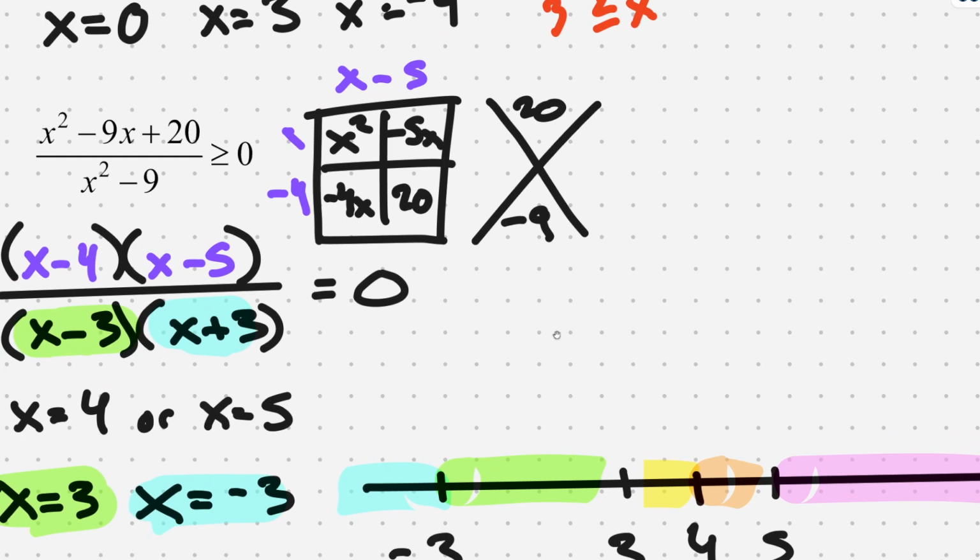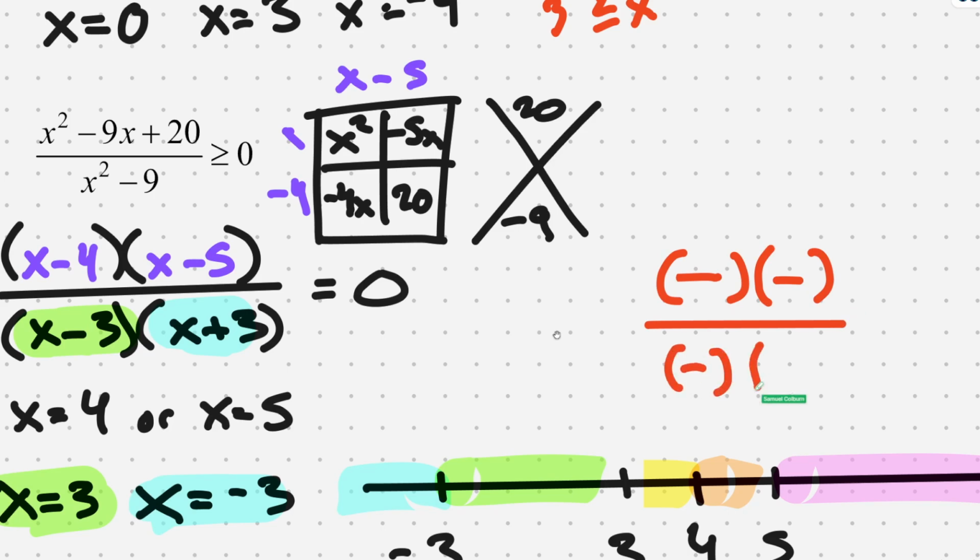Here, let's check 0 again. So I'm just going to look at these terms. 0 minus 4 is a negative number. 0 minus 5 is a negative number. 0 minus 3 is a negative number. 0 plus 3 is a positive number. On top, I have a negative times a negative, that's positive. On bottom, I have a negative times a positive, that's negative. And so the result is a positive divided by a negative, which is negative. So 0 in this region right here is negative.